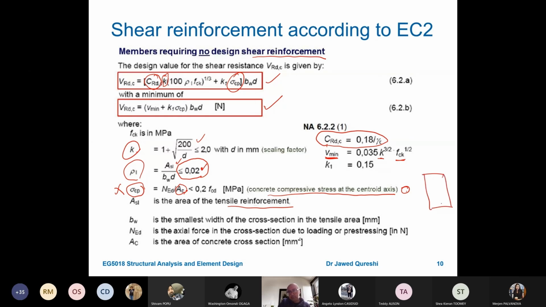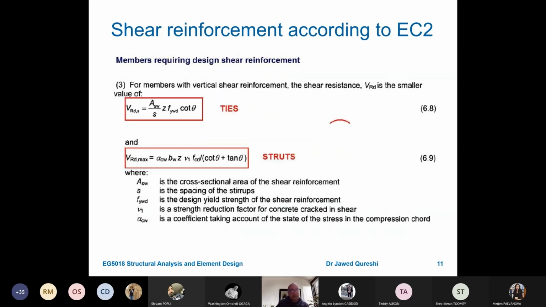And AS1 is the area of tensile reinforcement. When we designed singly reinforced beams earlier, you had this bottom reinforcement. The area of that bottom reinforcement is AS1. BW is the width of the cross section in the tension area, so the bottom width, if the width of the beam is different for top and bottom, but in our case, it is going to be the same. NED is the axial force, as I mentioned earlier, and AC is the cross-sectional area of concrete in millimeter square. That was the case when no design shear reinforcement is required.